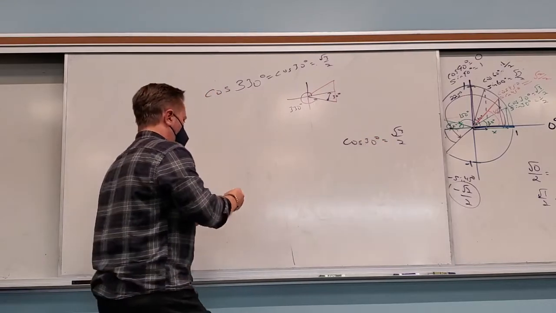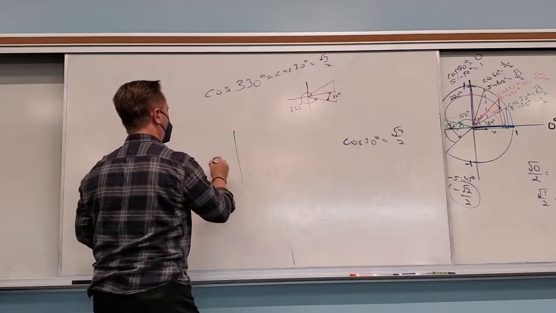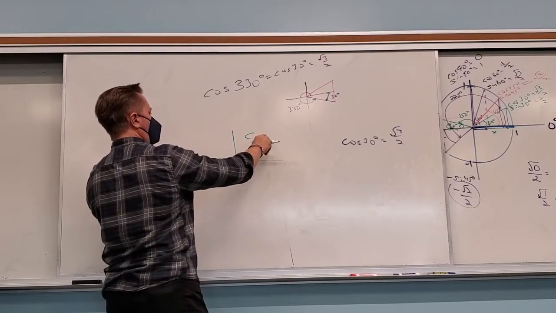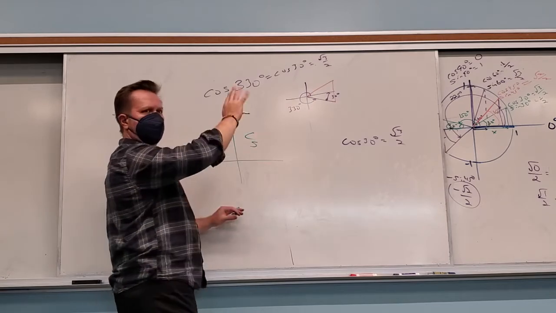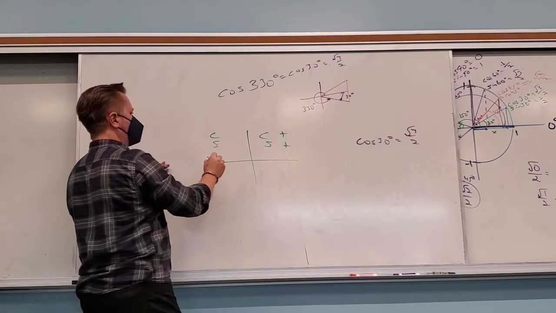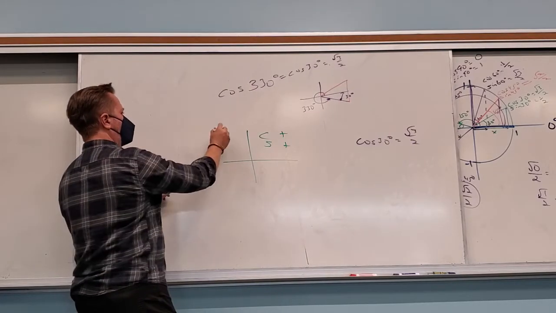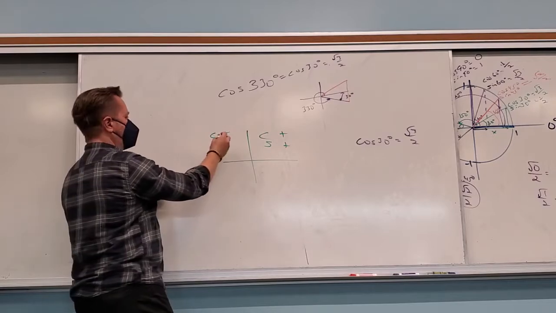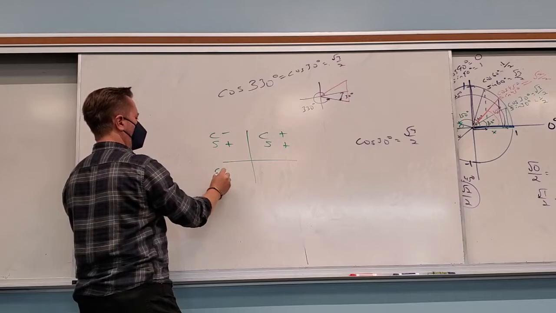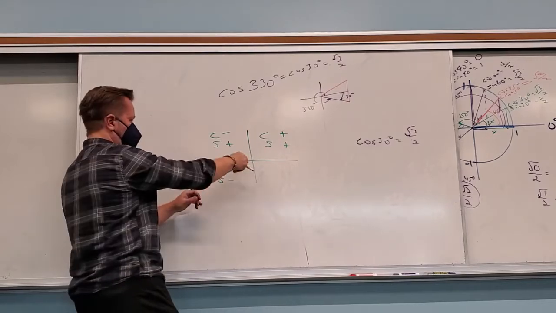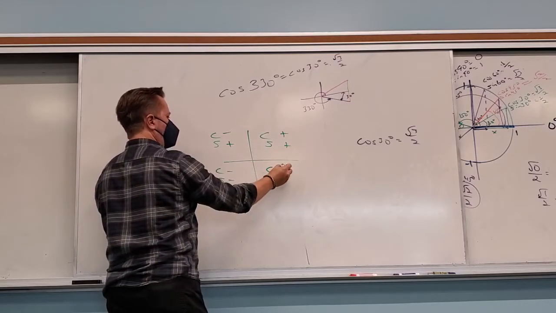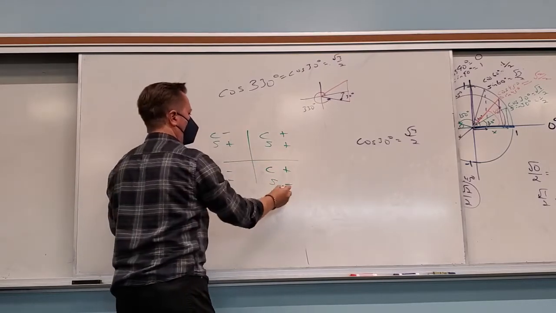So real quick. Cosine, sine, right? In the first quadrant, they're both negative or positive? Positive. In the second quadrant, which one's negative? Why? Because cosine likes x, x is negative, but sine is still positive, because y is still positive. Third quadrant, they're both negative. Good, because x and y are both negative. Fourth quadrant, x is positive, y is negative. Okay, right?